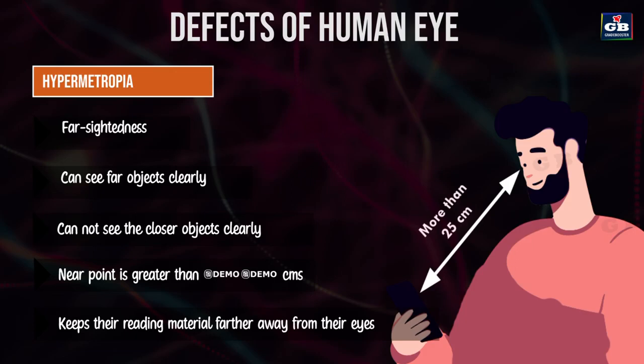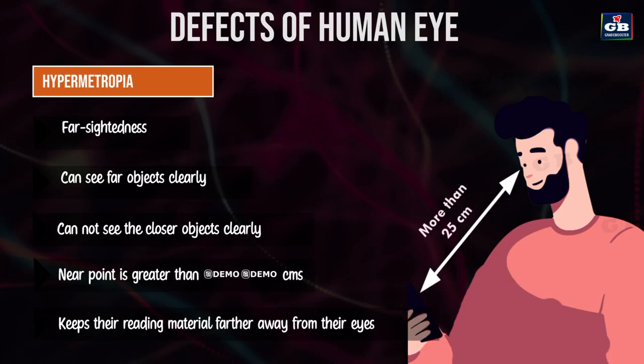So when they read any book or look at their mobile phone, they keep them far away from their eyes and try to read them. Hypermetropic persons always keep reading material much beyond 25 centimeters from the eye for comfortable reading.